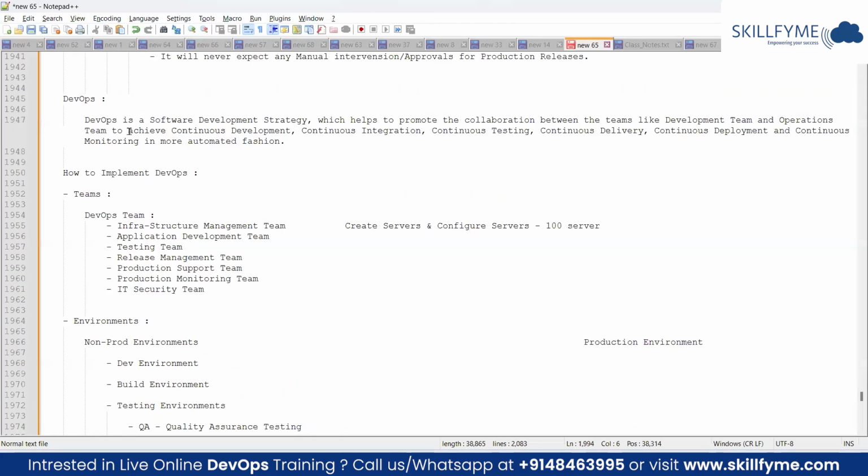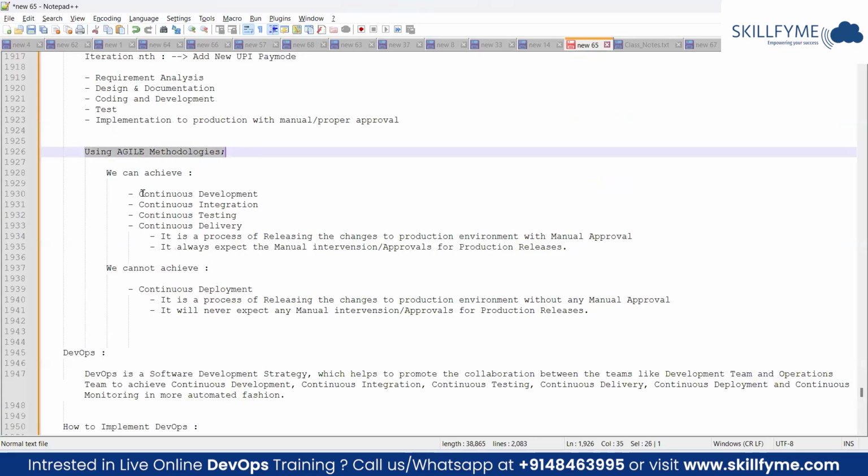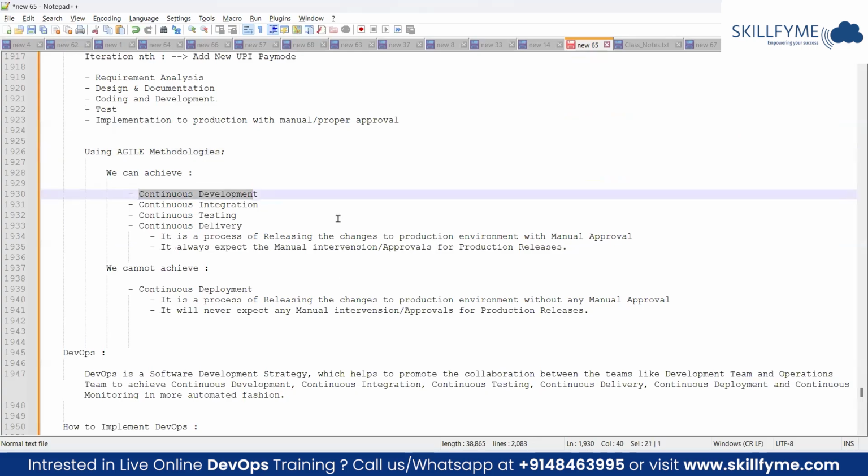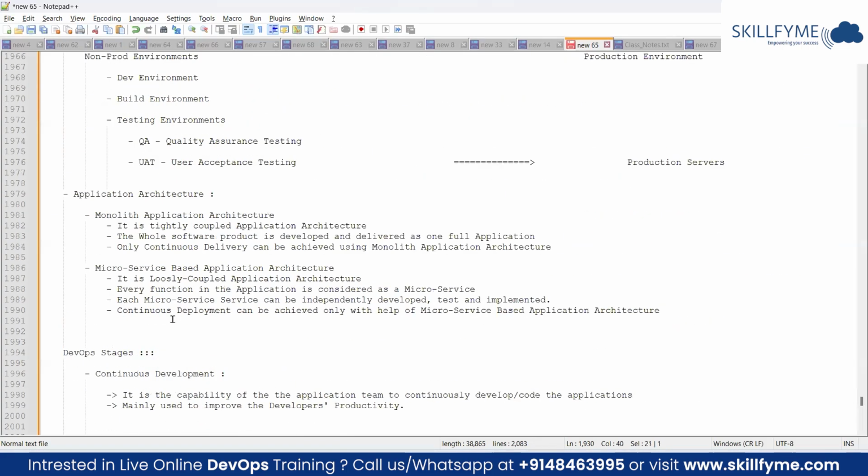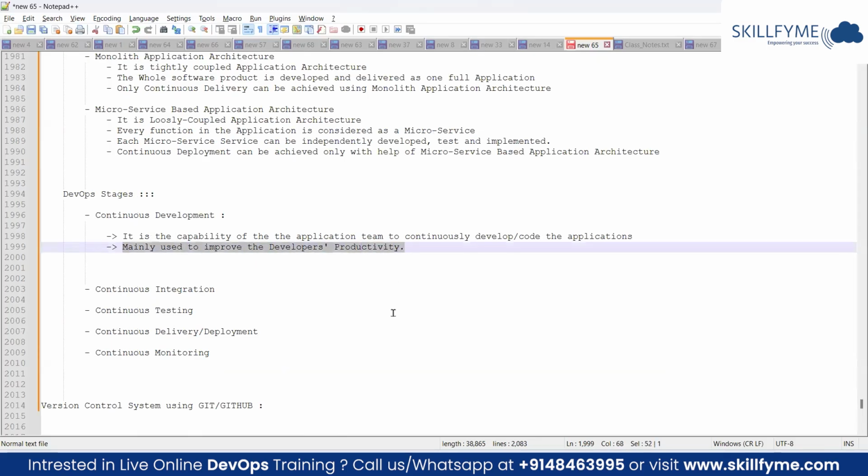That is the main objective of continuous development in DevOps. If you consider the Agile methodology, Agile also has continuous development. But how this is different from DevOps is very important here.